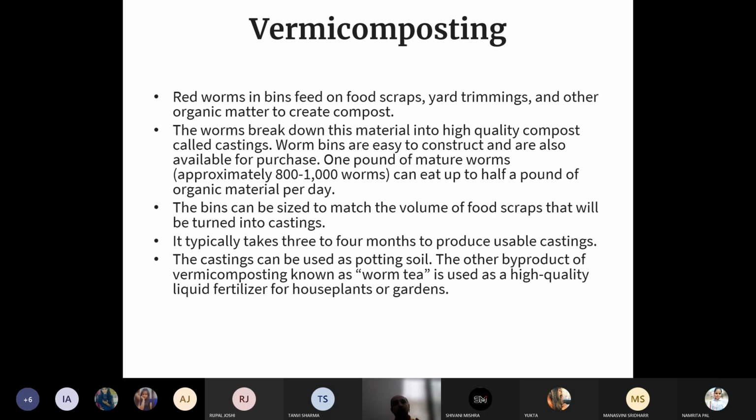So vermicompost is totally a different way, where you actually use worms. Here the word red worms is being used. It's the type of tiger worms, Eisenia fetida, something like that, that is their scientific name. So that is the quality, the tiger worms. They are naturally found all over the planet.